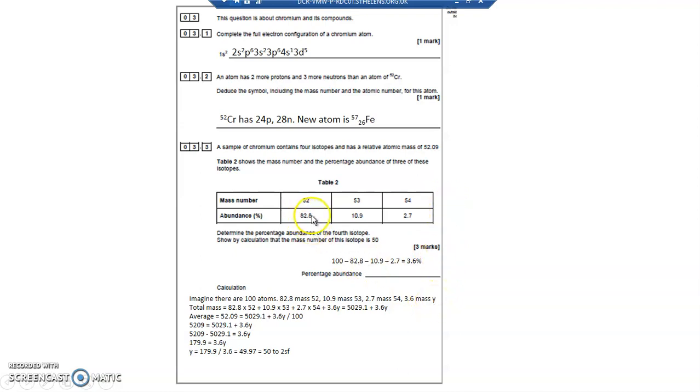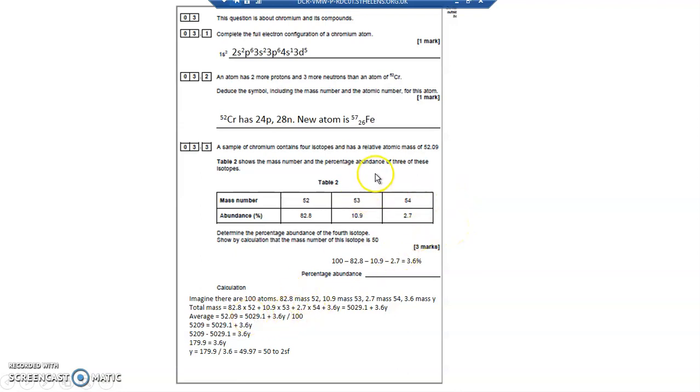So this is the number of particles out of the 100 that I've got with mass 52, so if I multiply those two together I'll find out the mass of these particles. Multiply 10.9 particles multiplied by mass of 53 will work out the mass of these particles. 2.7 multiplied by mass number of 54 will work out the mass of these particles, and I've got 3.6 particles of unknown mass Y. So when I put it all together, my total mass is 5029.1 add 3.6Y, where Y is the mass of this unknown particle.